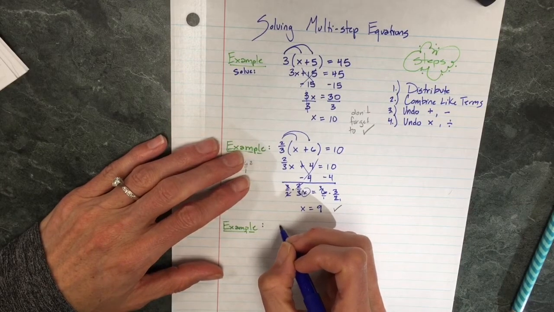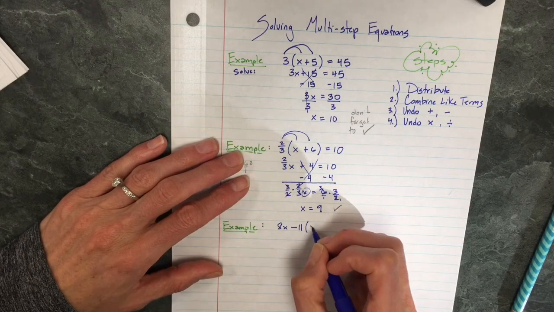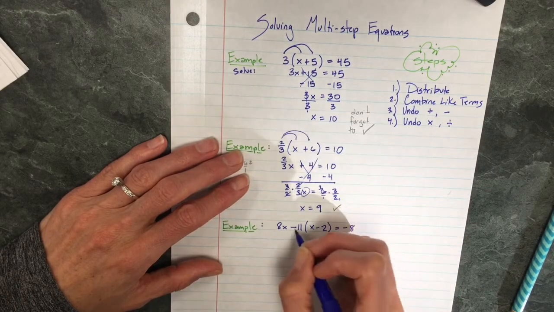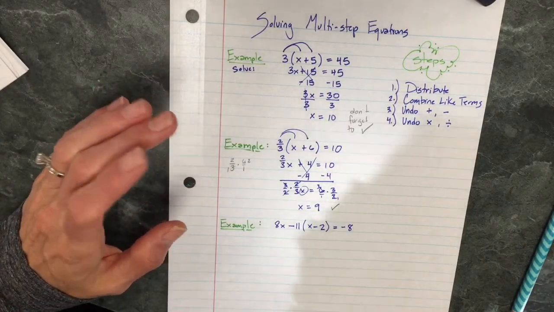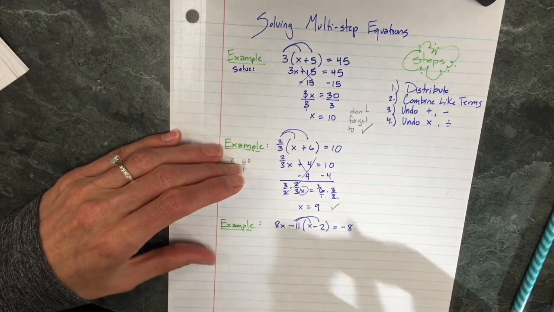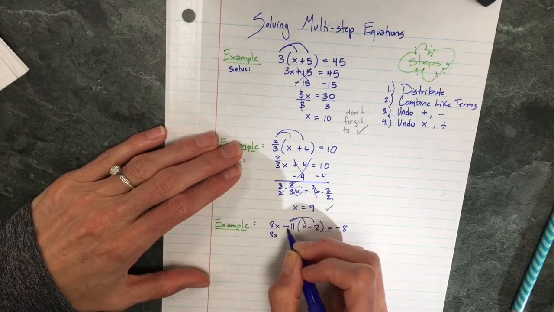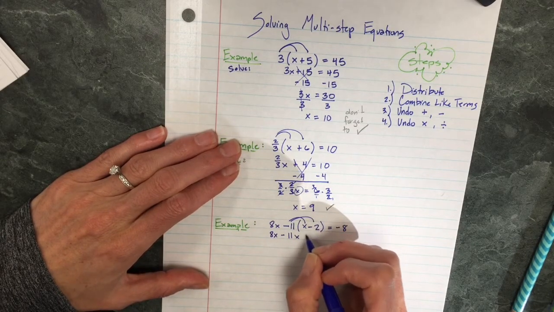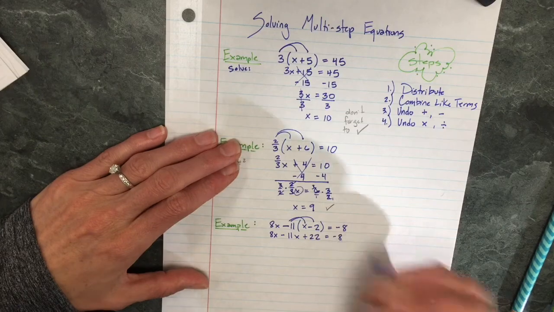is going to be 8x minus 11 times x minus 2 equals -8. It's kind of a big one, and that's okay. So we're going to distribute our -11 to x and -2. So be real careful with your signs right now. I'm going to bring down the 8x, but -11 times x is -11x. -11 times -2 is +22, because it's a negative times a negative, equals -8.